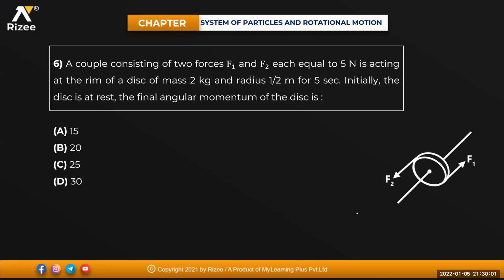So next question. A couple means better torque. A couple consisting of two forces F1 and F2, each equal to 5 Newton, are acting on the rim of a disc of mass 2 kg and radius half meter for 5 seconds. Initially the disc is at rest. The final angular momentum of the disc is how much?